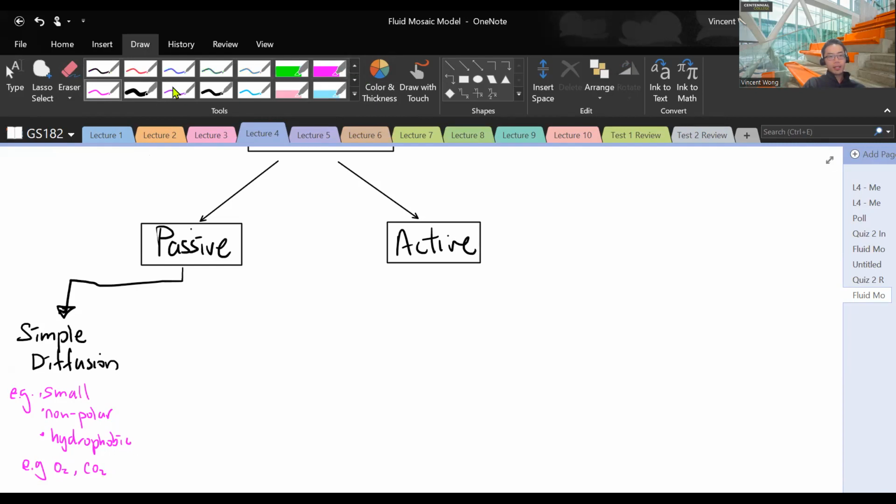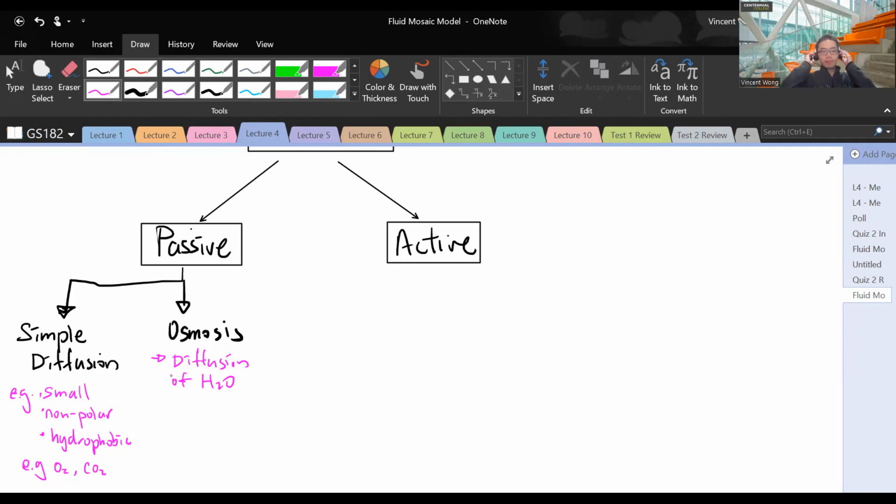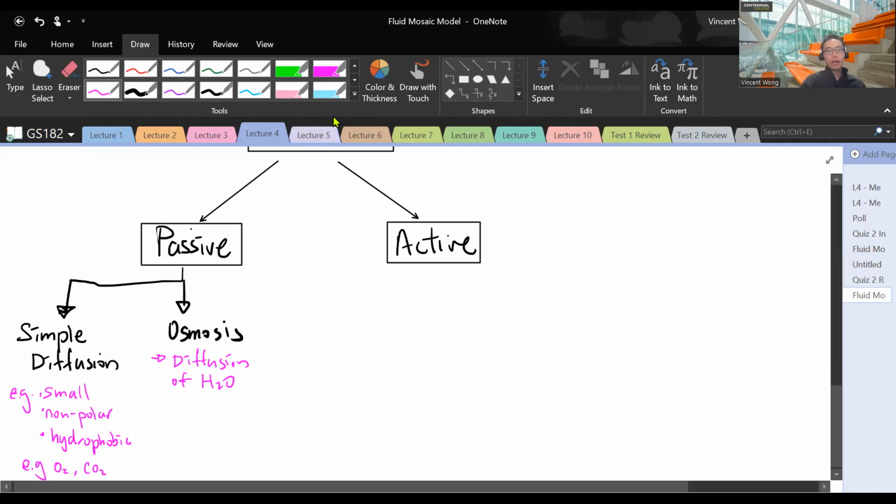Another example of passive transport would be osmosis. Okay, so this is the diffusion of water, basically. So the water will move in or out depending on whether the solution is hypertonic or hypotonic. And that is passive, doesn't require ATP.